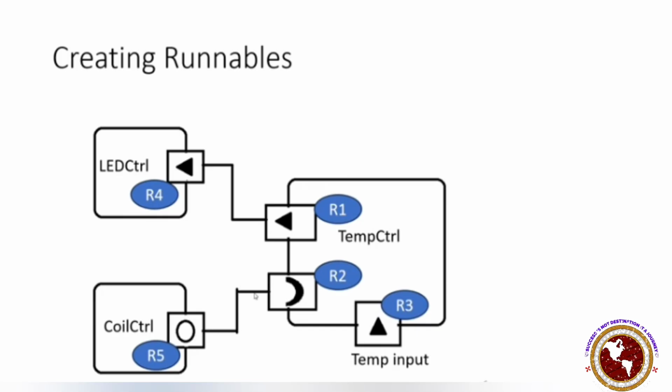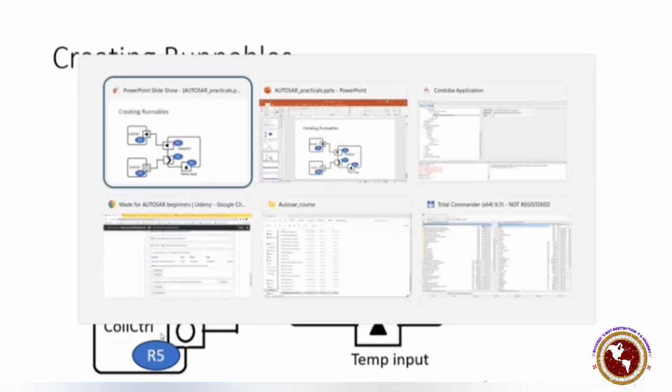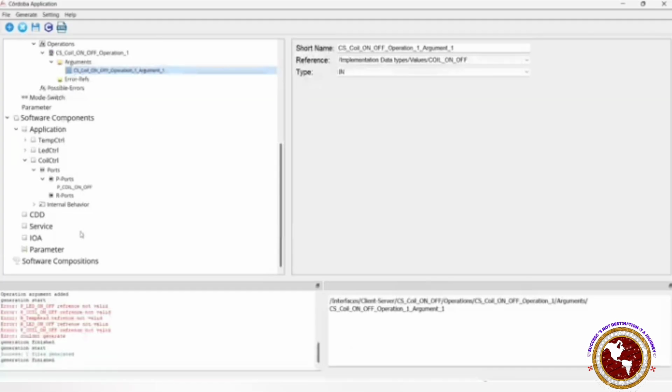As we know, client server interface is nothing but like a function call. That means this is the runnable which is going to call this function which is defined here. So R2 is going to take care of this port, and it will call the function which is defined in the coil control. So we will discuss more about this, and we will see how it is implemented in the Cordobot tool. Let's go to our Cordobot tool and implement these runnables over there.